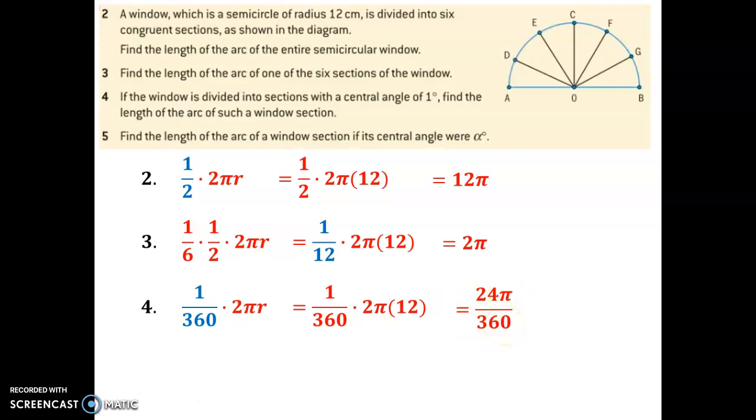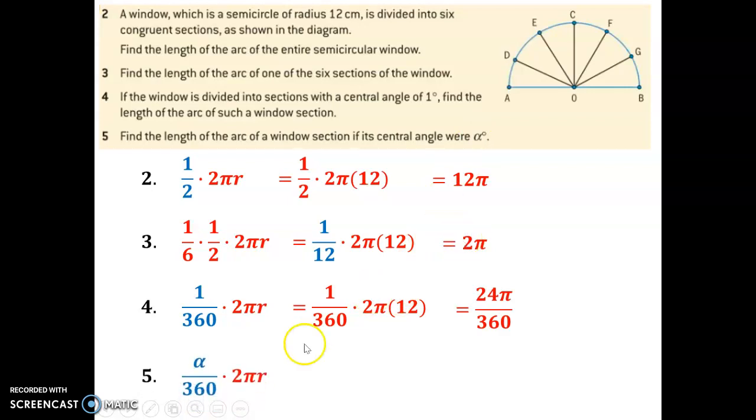Finally, number 5. Find the length of the arc of a window section if its central angle was alpha. So again, we're going to the general case now. We don't know what the angle is. It's some mysterious, unknown value, alpha. So what would be the general equation here?